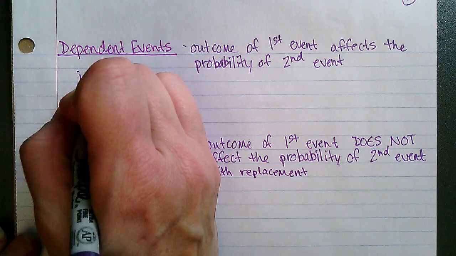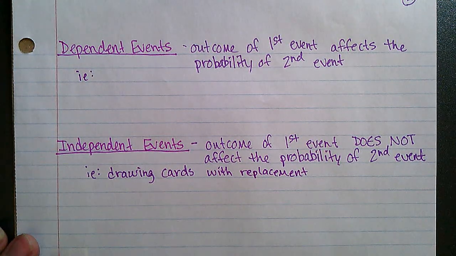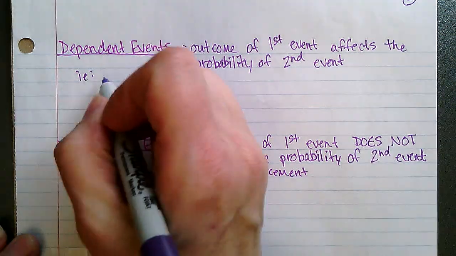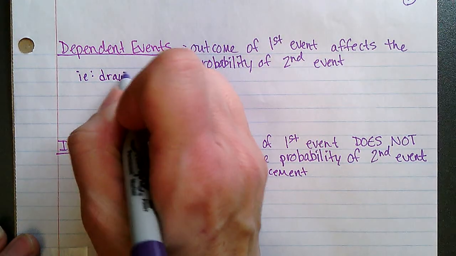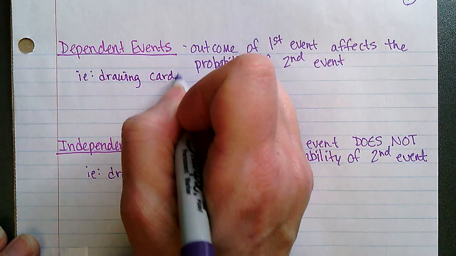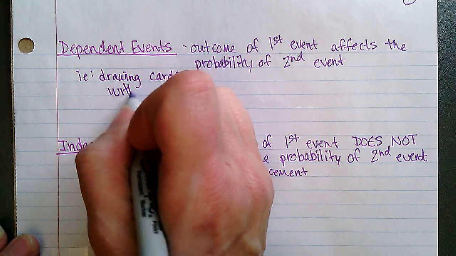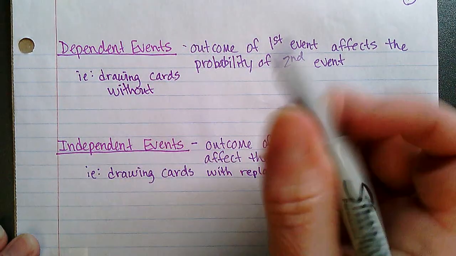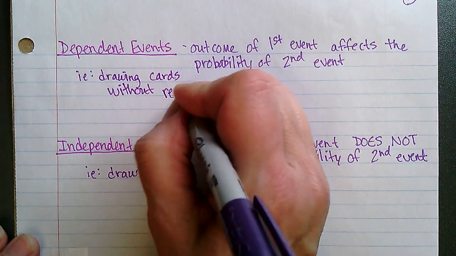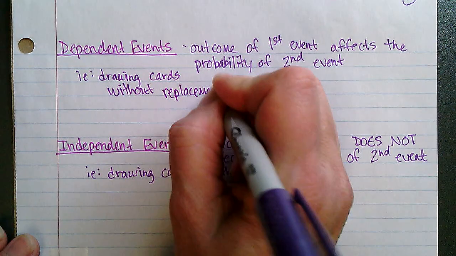However, if I draw the first card and I don't put it back, like my queen and king example, then what happens the second time is going to have a different probability than it would have the first time. So this would be like drawing cards without replacement. So I keep the first card out when I draw the second card.